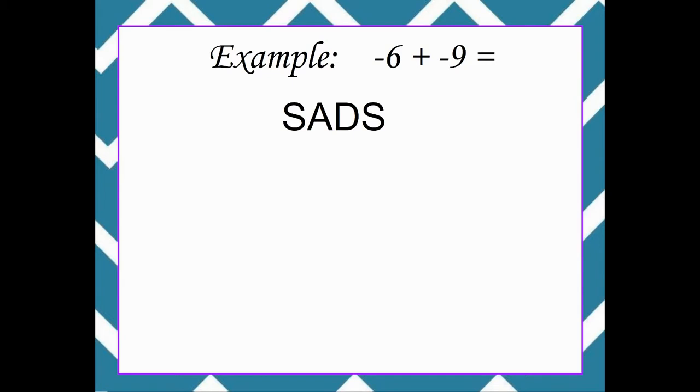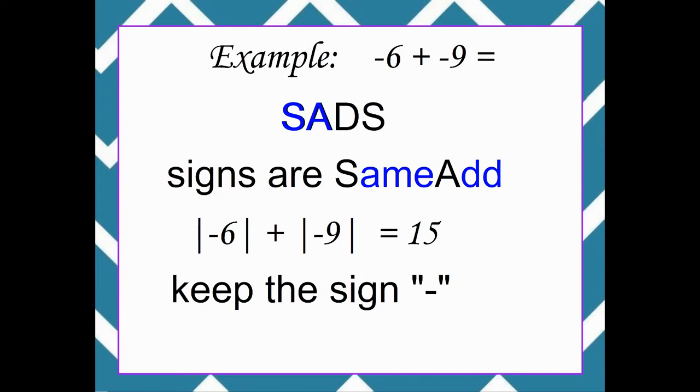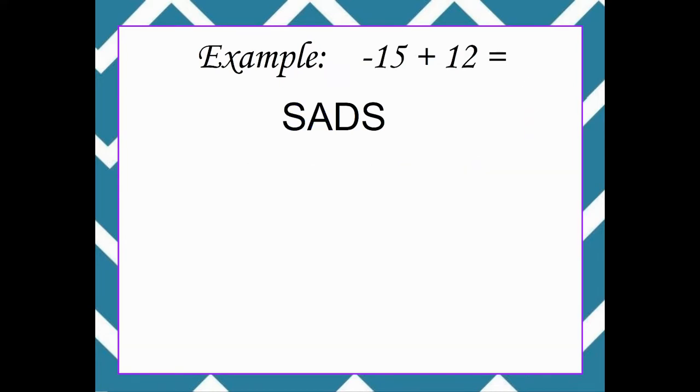Here's an example. -6 plus -9. The signs are the same, so we're going to add the magnitudes of each of those addends, and I get 15. But the sign of the answer is going to be negative because each of my addends is negative. So my answer is -15.